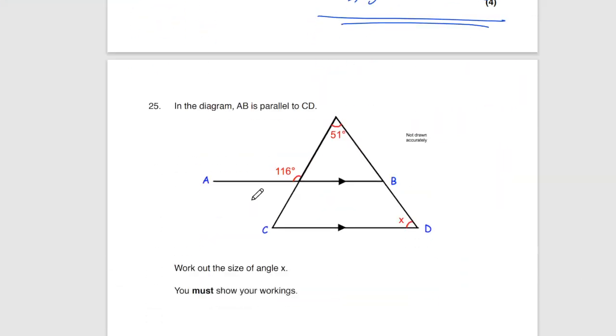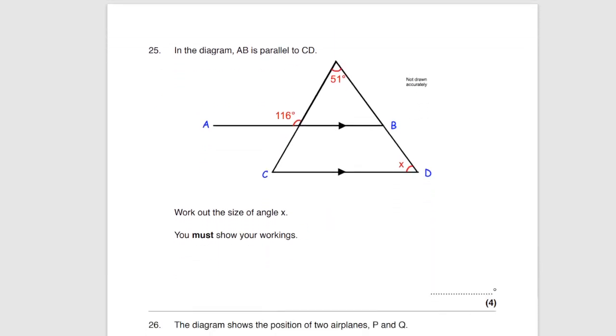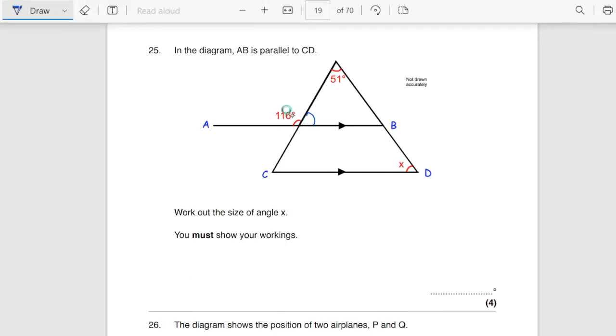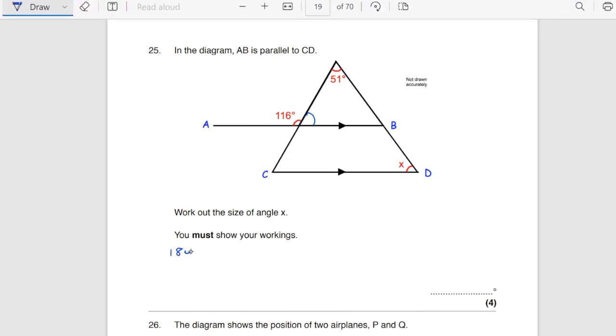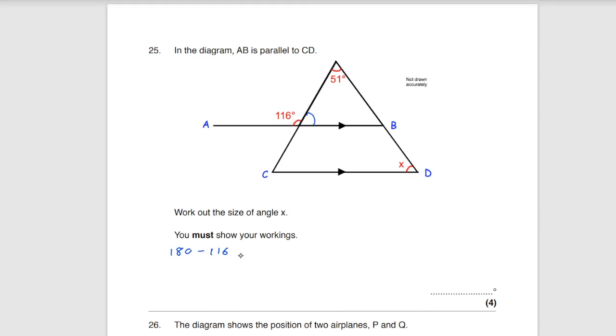So for question 25, in the diagram AB is parallel to CD. Work out the size of the angle marked x. To do that, you must show your working. It doesn't say you need to state your reasons though. I'm going to state that, first of all, this angle here is going to be equal to 180 minus 116, which is going to be equal to 64.